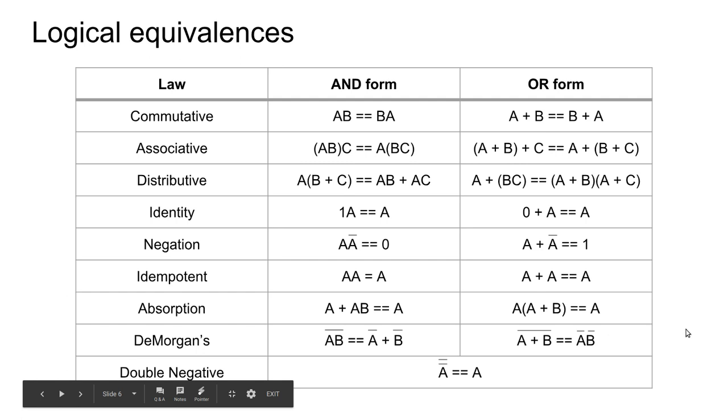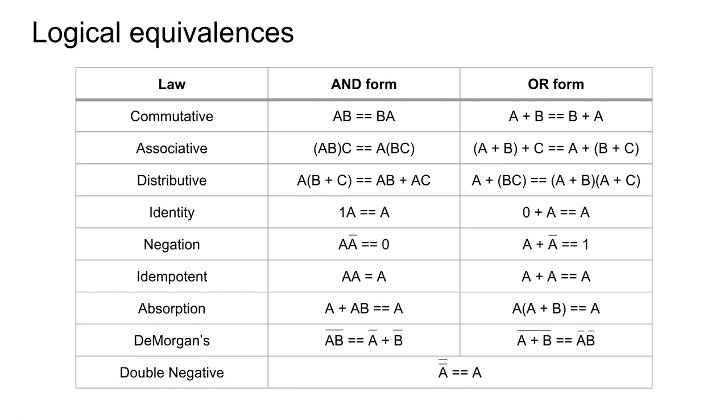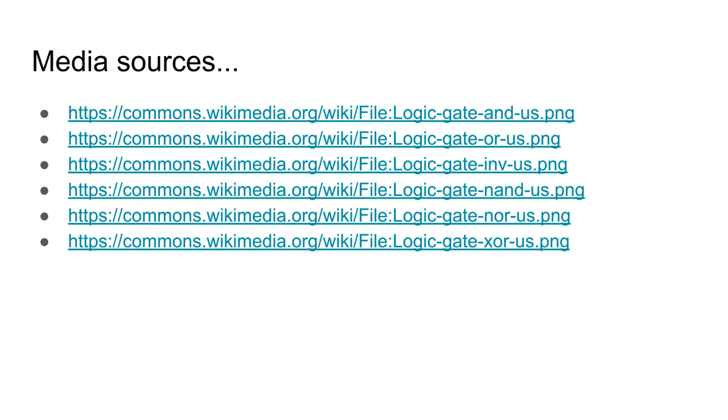The final law that's on here doesn't really have a form for AND and a form for OR. It's just the double negative law. Effectively, it says that if you have a variable and you invert it and then you invert that, you're going to get the same thing that you started with, the original variable. So the double negative just puts you back where you were.